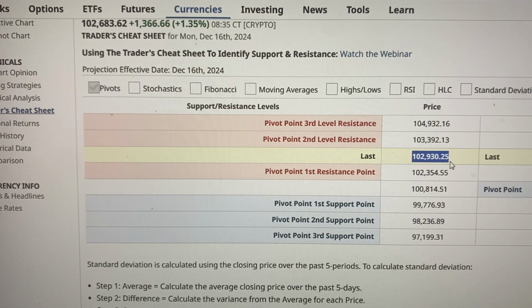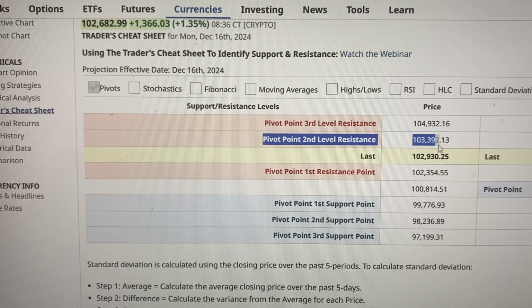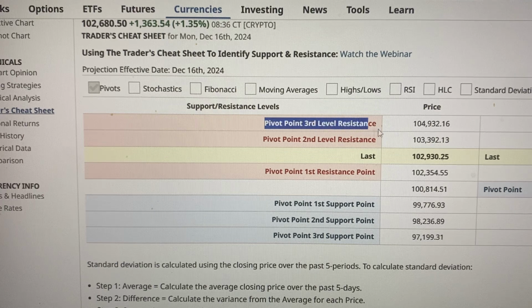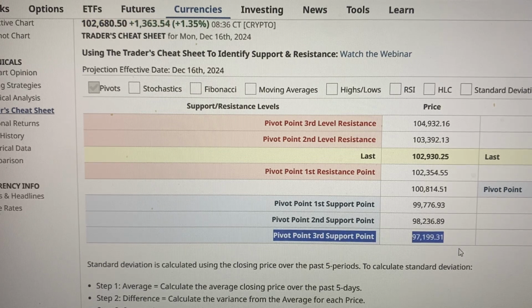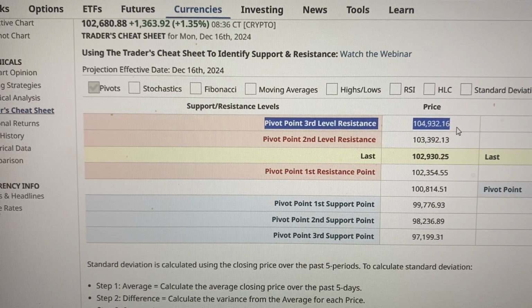So what it wants to do now is break above the pivot point, which it did, the second pivot point. Like a magnet, it's drawn to this price point, the second pivot point resistance level. And then the next area is here, the third pivot point resistance level. So what's wrong with purchasing the market at 97,199 at the pivot point, and then being a seller at 104, close to 105,000?